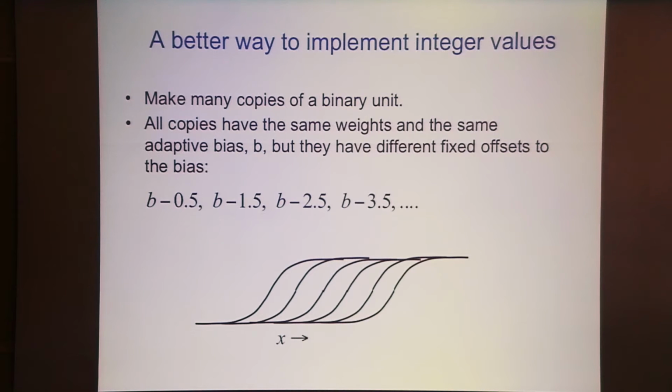But here's something that's much better to do. Have logistic units, all with the same weight vector, so they all get the same input, except that they have different biases. There's a learned bias that they all share, and the first one has the learned bias minus 0.5, and the second one has the learned bias minus 1.5, so it's got a higher threshold. This has the bias minus 2.5. You make the biases go up in steps of 1. And so if you draw the logistics as a function of x, they look like this. After you've been going for a bit, if you take a cross-section and add up this plus this plus this, you get something that's almost exactly a constant.